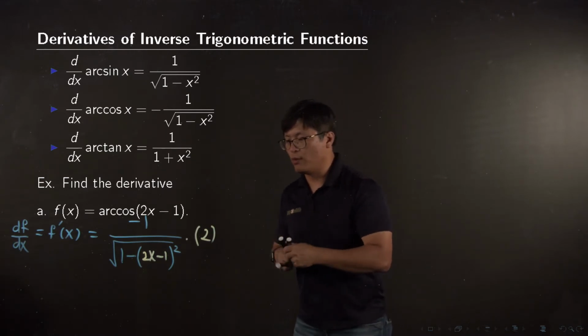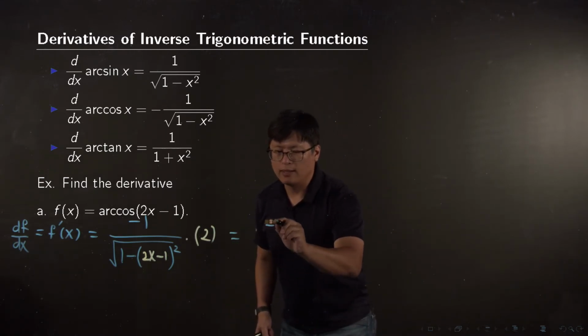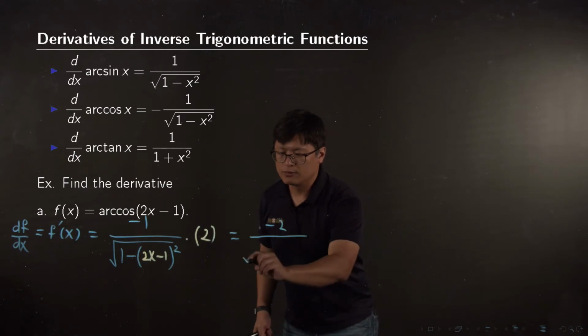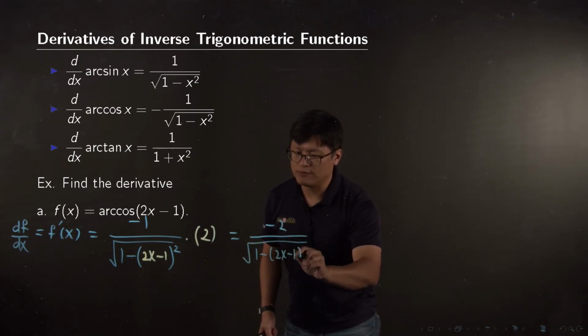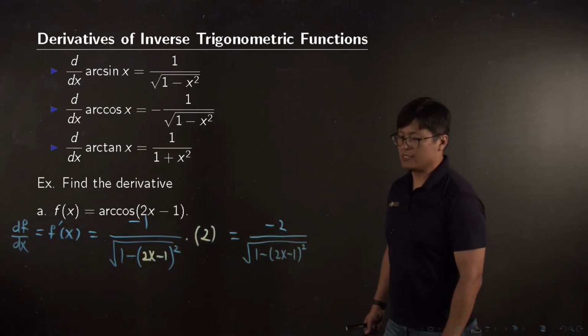If you want me to rewrite this, it can be written as negative 2 over the square root of 1 minus... well, here you don't have to simplify this. Just leave it like this. This is the answer.